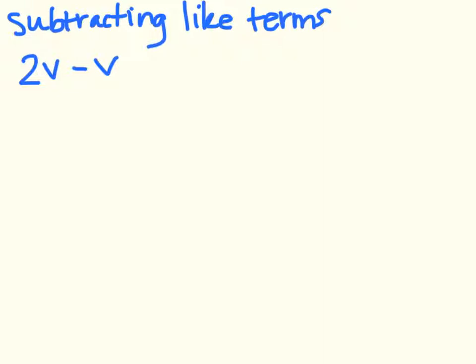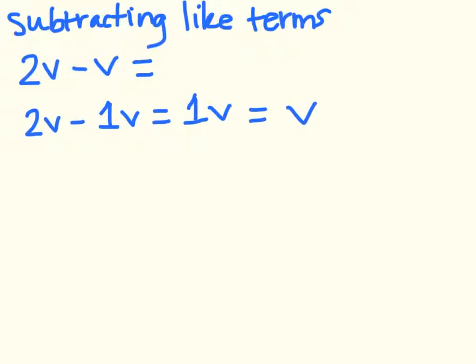Let's simplify 2v minus v. We can do this exactly the same way that we simplified by adding. First, let's look at our coefficients. 2 minus 1 gives us 1. And then we put our variable back on, v. In this case, you can actually just write your answer as v. We don't have to show the 1.